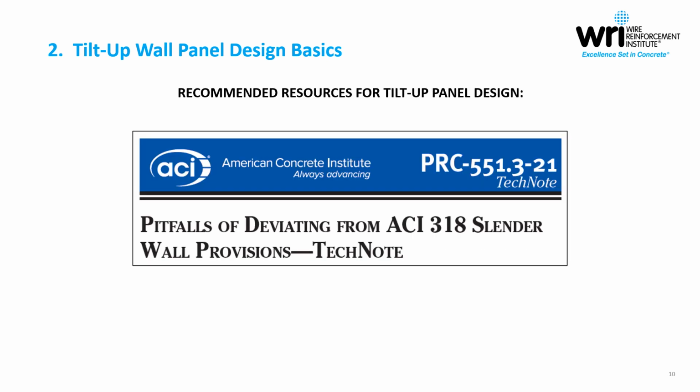The WRI strongly recommends that the ACI's PRC 551.3 tech note be part of the designer's library. The document provides some great content related to tilt-up wall panel design, and it highlights some of the common mistakes that can be made in carrying out the related analyses and design. There is a heavy focus on how slenderness effects are best accounted for in the structural analysis.